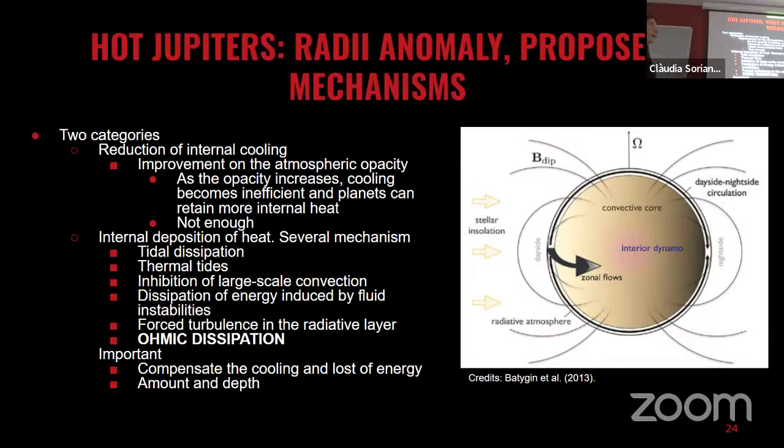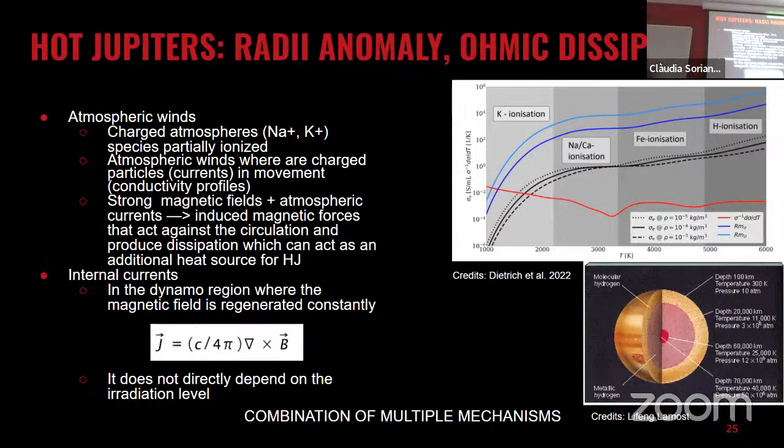And then we have a second category, which consists of the internal deposition of heat in the interior due to dissipation mechanisms, for example. There are a lot of mechanisms, but the one in which we are working is ohmic dissipation. In ohmic dissipation, and in all these internal deposition mechanisms, what is important is the amount of energy and the depth at which this energy is deposited. So now we are going to talk about this ohmic dissipation, which is the mechanism that we are studying.